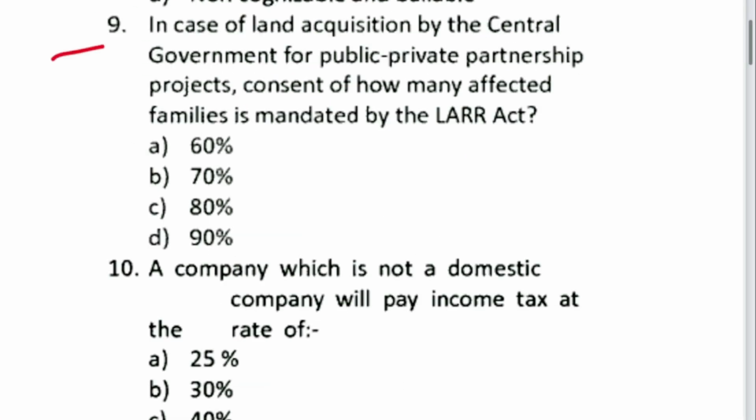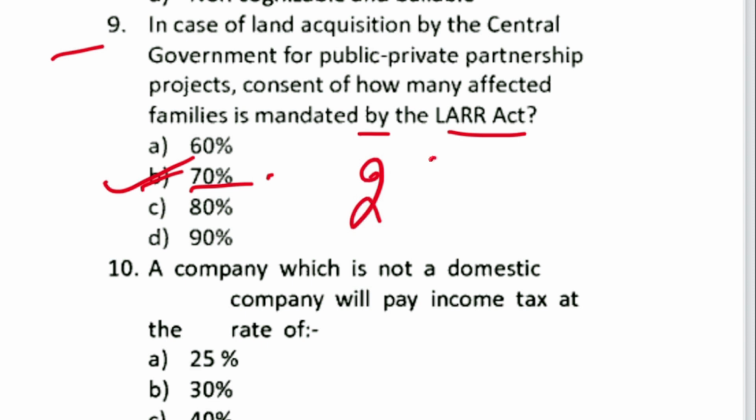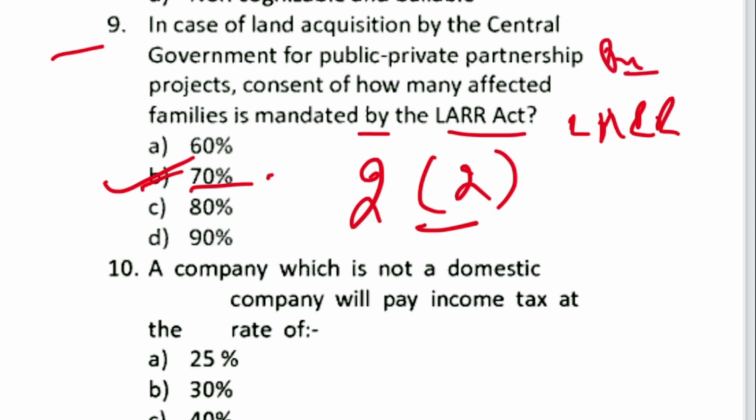Next is 9. In case of land acquisition by central government for public-private partnership project, consent of how many affected families is mandated by LARR Act? 70%. B is the answer. This is mentioned in section 2 of LARR Act. LARR stands for Land Acquisition, Rehabilitation and Resettlement Act. And if it is in case of establishing a private company, then it is 80%.